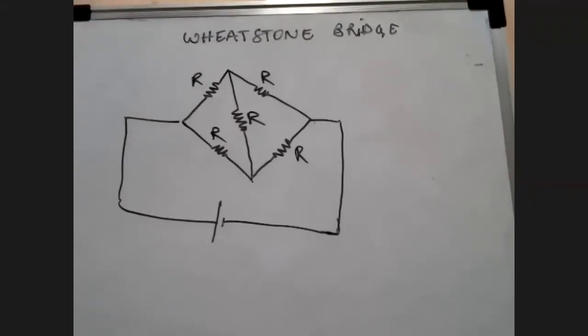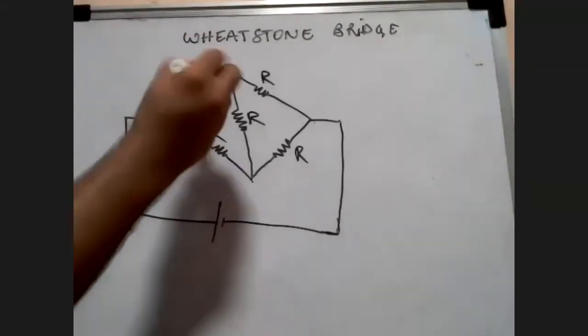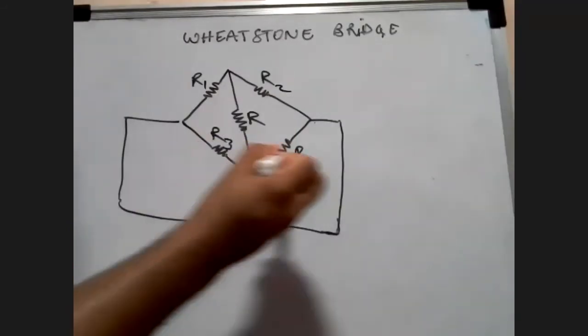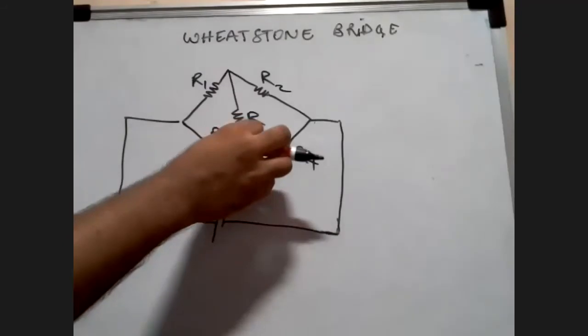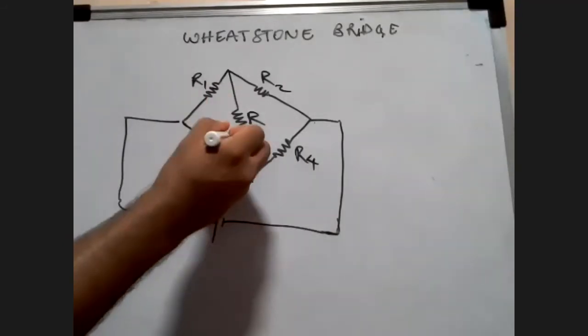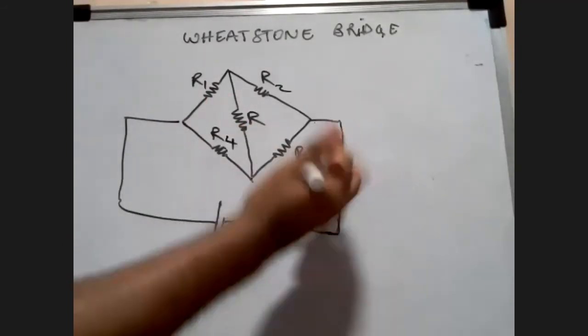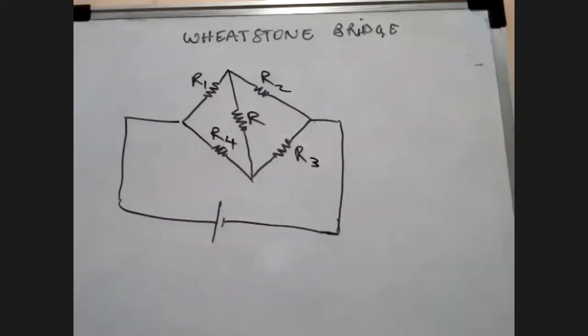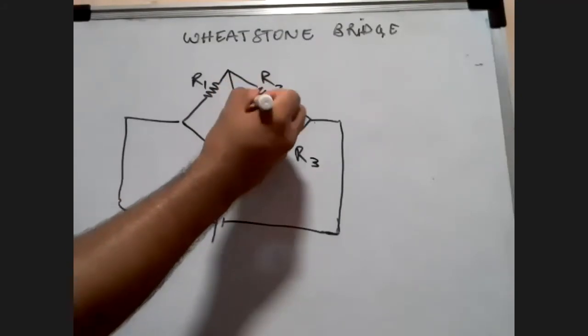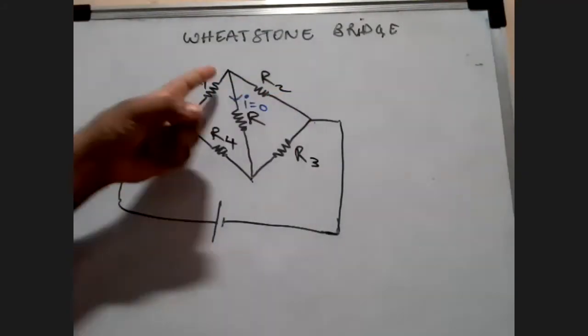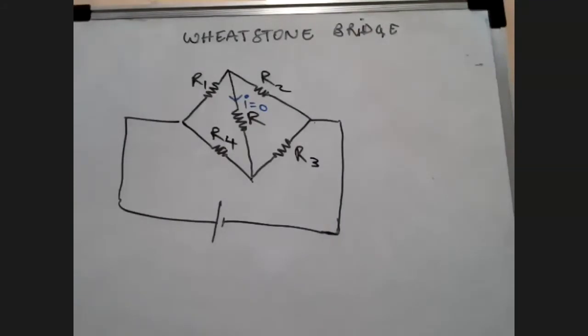Let's say this is R1, this is R2, this is R3, and this is R4. Because we have to come to a general description, I will take this R4 and this R3, as per your books. So now, assume that the current through the branch in between is 0. Just assume it, don't ask me why.